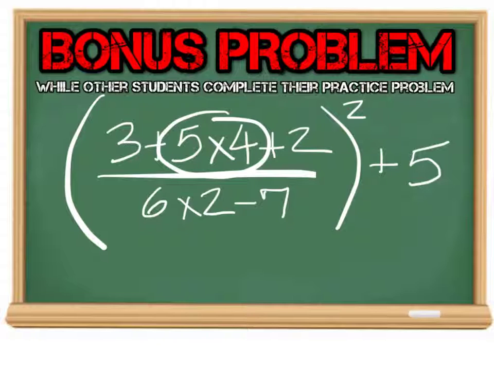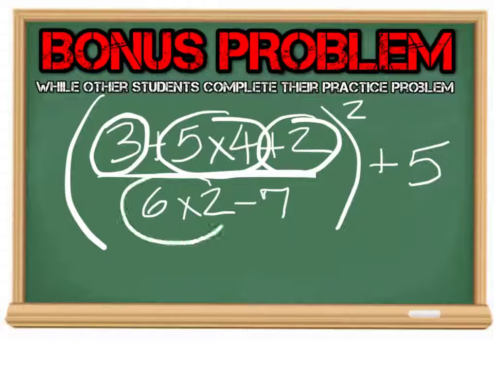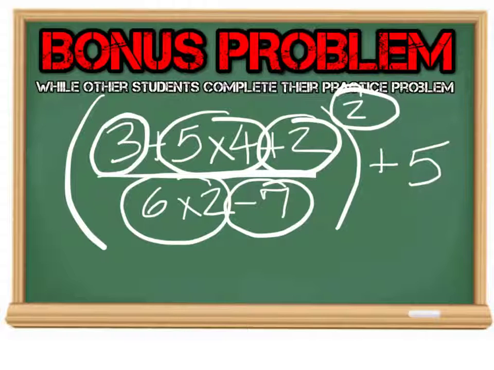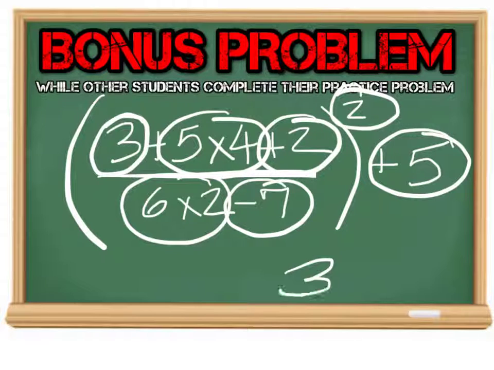Five times 4 is 20, plus 3 and 2 is 25. 12 minus 7 is 5, so 25 divided by 5 is 5. Squared is 25, plus 5 is 30.